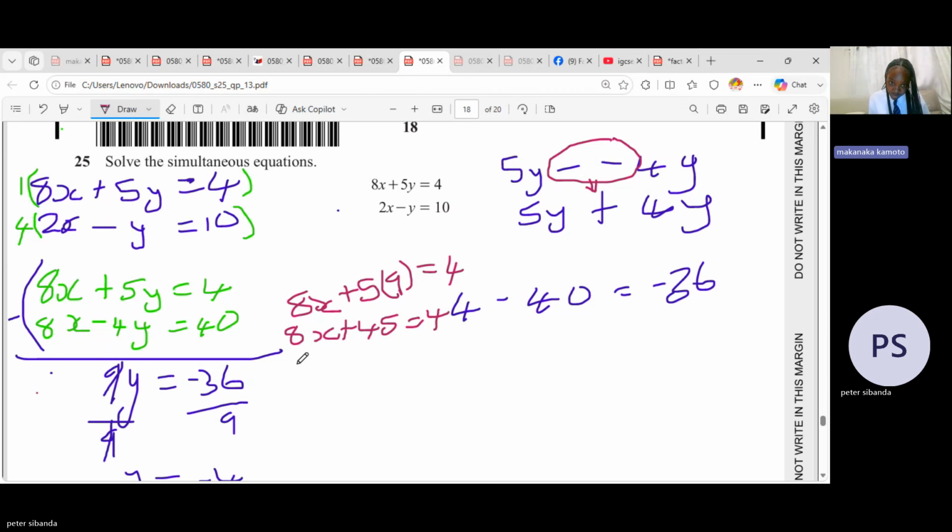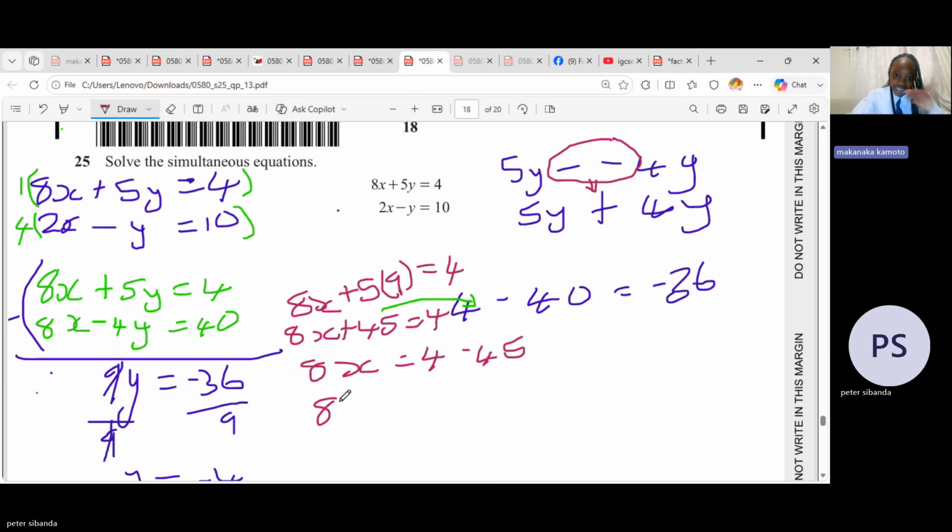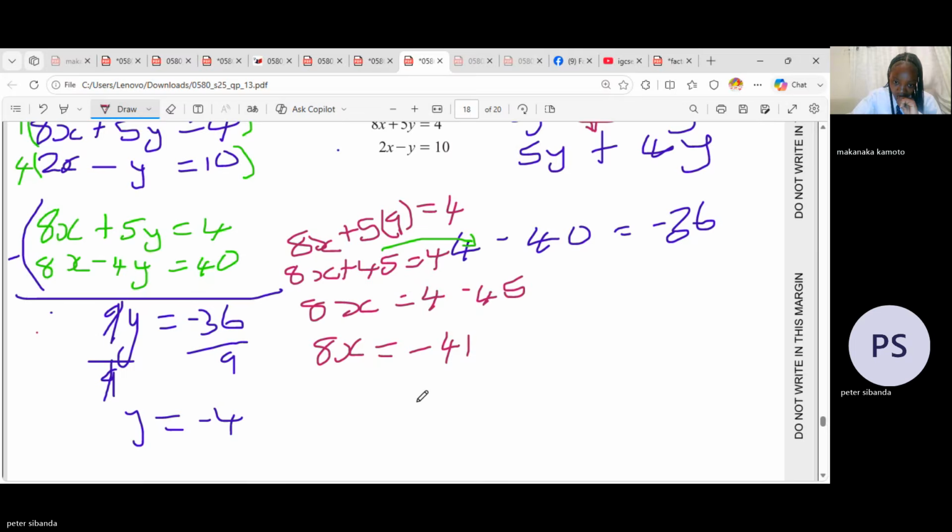So now grouping like terms, it's 8x is equal to 4 minus 45, which becomes negative 41. 8x is equal to negative 41. And then we divide both sides by 8.